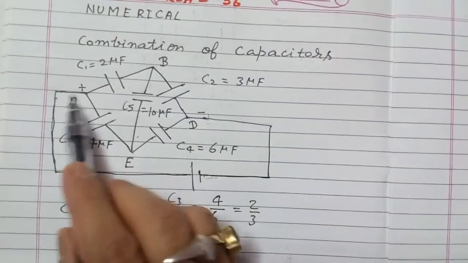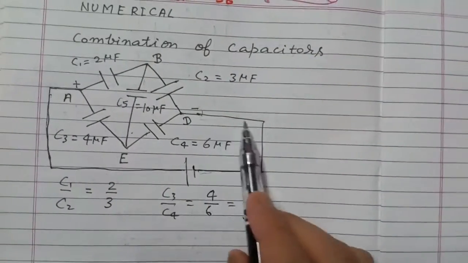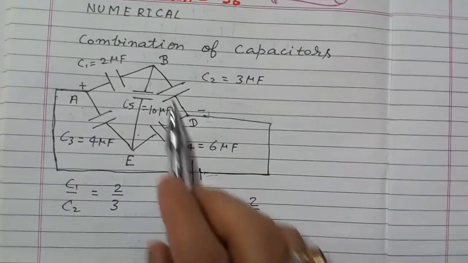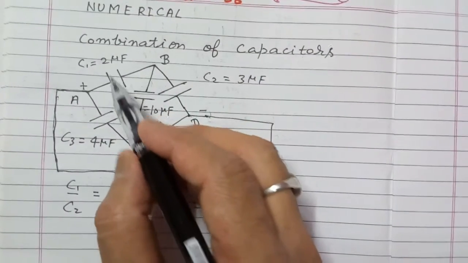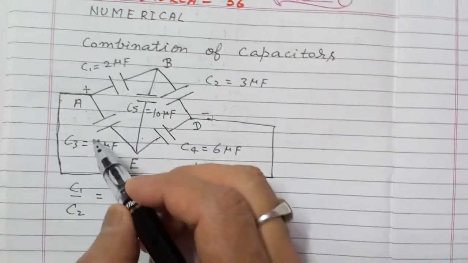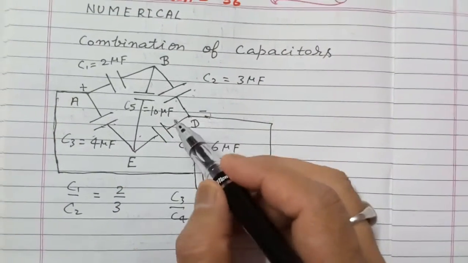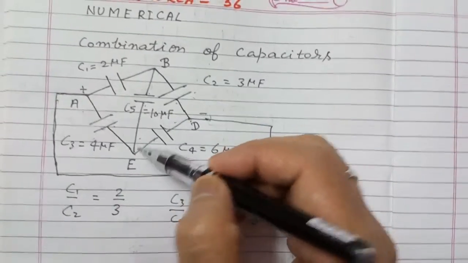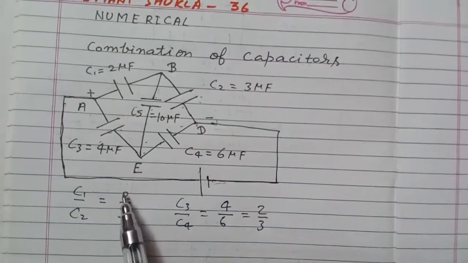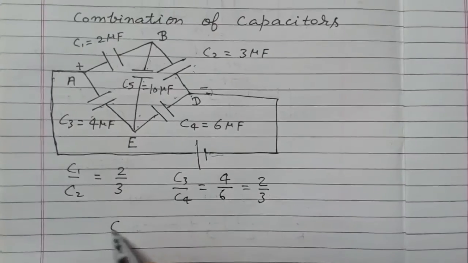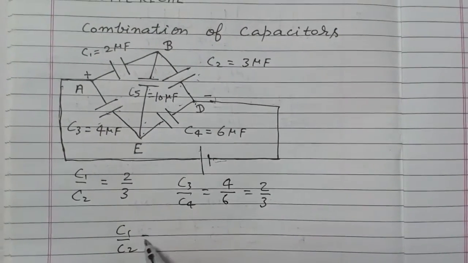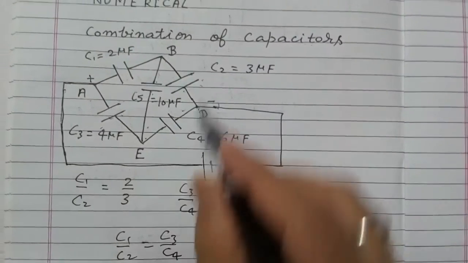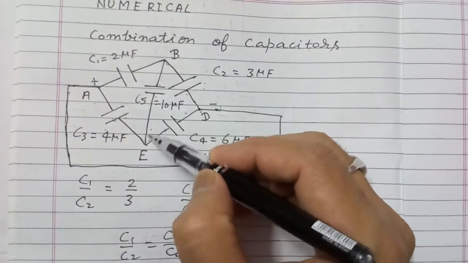Suppose you connect A to the positive terminal of a battery and D to the negative terminal of the battery, then charges will flow to charge the capacitors. The first plate of each capacitor becomes positively charged and the second negatively. So what will be the charge on the fifth capacitor? You will see that when this condition is satisfied, that the ratio between C1 and C2 is equal to the ratio between C3 and C4, then the potential difference between points B and E will be 0.